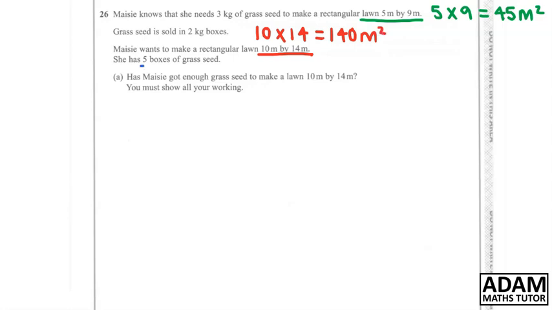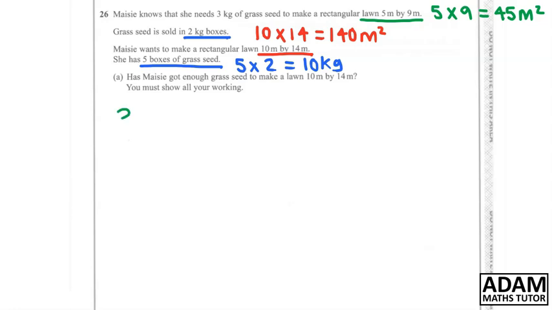And she has 5 boxes of grass seed. And I know that 5 boxes of grass seed came in 2 kilogram boxes. So 5 times 2 means that I have 10 kilograms. Has Maisie got enough grass seed to make a lawn 10 meters by 14 meters? You must show all of your working.